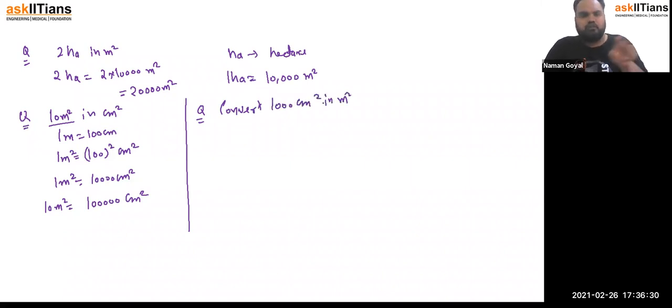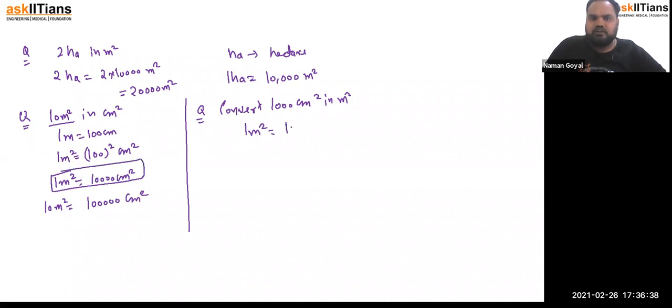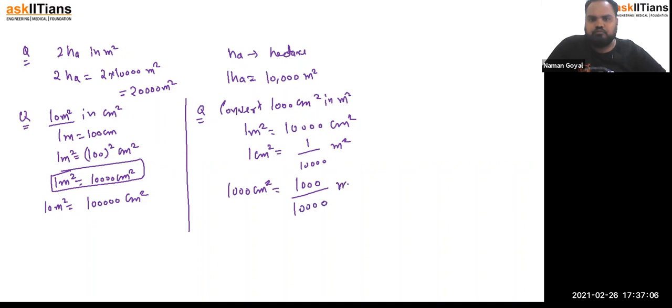Now the question is asking for the reverse. So tell me, 1 meter square is what? I just write it down here. 1 meter square is 10,000 centimeter square, isn't it? So 1 centimeter square can be written as 1 upon 10,000 meter square. Now the question is asking for 1000 centimeter square. You have to multiply on both sides by 1000. So 1000 centimeter square is equal to 1000 upon 10,000 meter square.